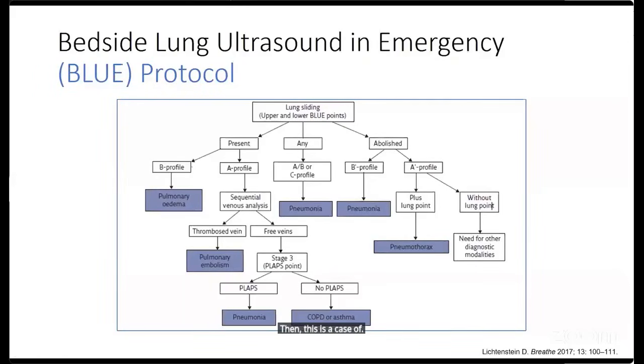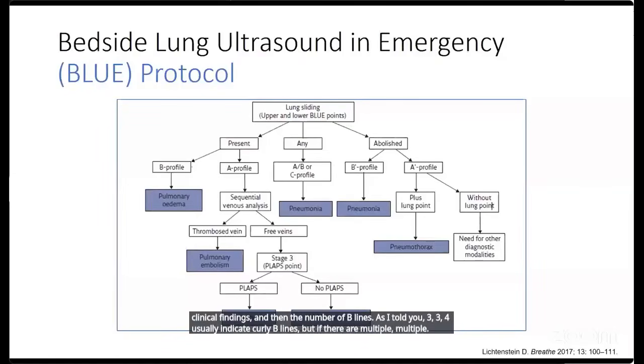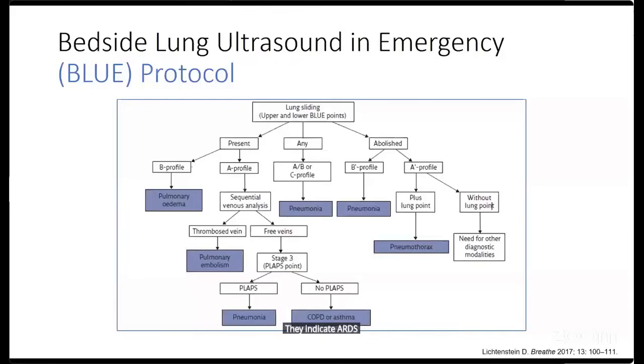pulmonary edema. It can be cardiogenic or non-cardiogenic, depending upon the patient's history, clinical findings, and the number of B lines. As I told you, 3 to 4 usually indicate curly B lines. But if there are multiple, they indicate ARDS, ground glass kind of opacities, interstitial ARDS or acute interstitial lung injury due to any cause.